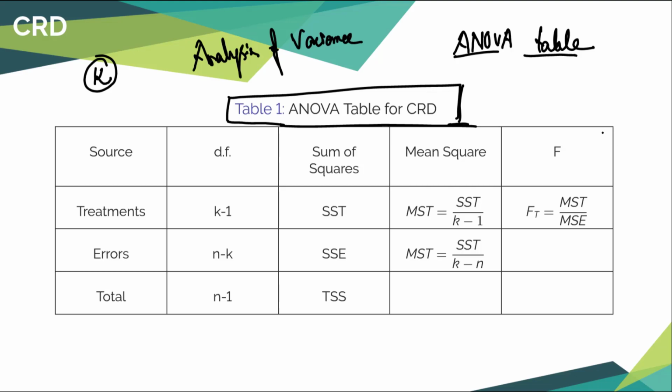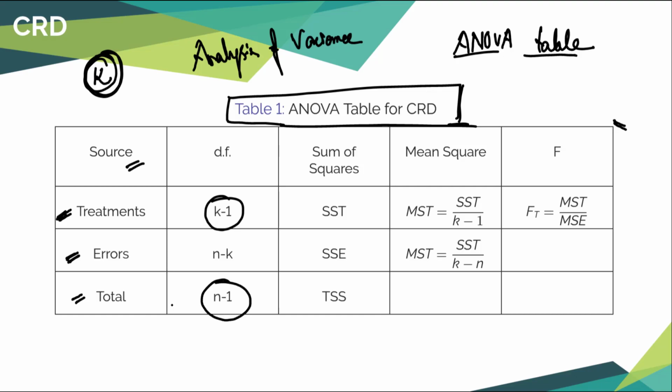So basically this table is nothing but the formulas required for your calculation. I will show you the different calculations using an example. But for now, let us see what the different sources of variation are. The sources of variation in case of CRD are treatments, errors, and total. What is the total variation? What proportion of the total variation is due to treatment, and what proportion is due to errors? And if there are k treatments, the degrees of freedom will be k minus 1.